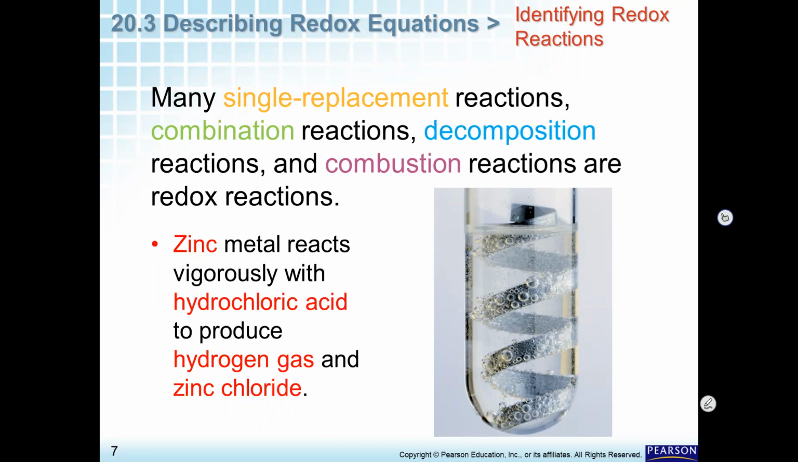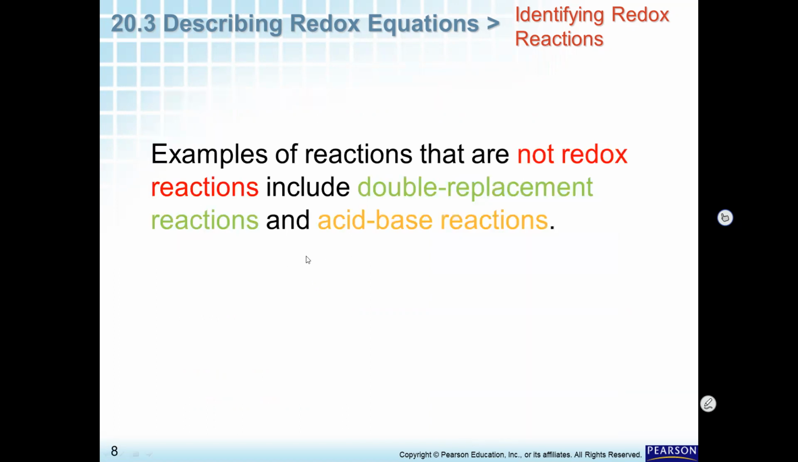What happened to the zinc in this case when it became ZnCl2? It became Zn plus 2, right? It was 0 and became plus 2, that's an oxidation, meaning there is a change in the oxidation number, meaning there is a transfer of electrons, meaning this is a redox reaction. That's the way we classify the reactions. The double replacement as I said and the acid base reactions are not.